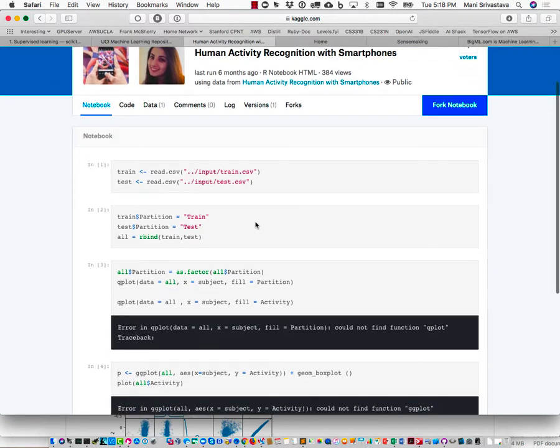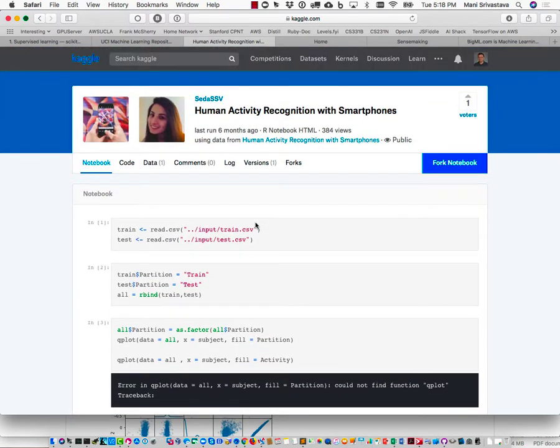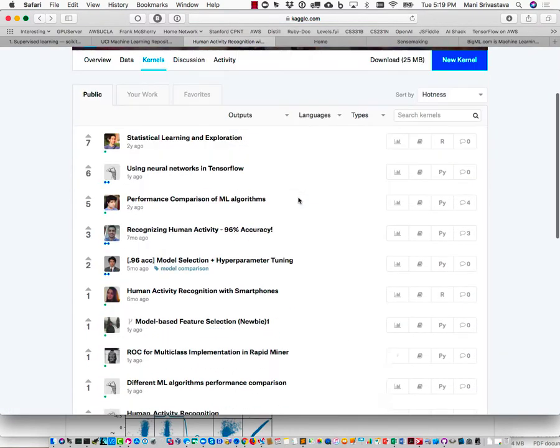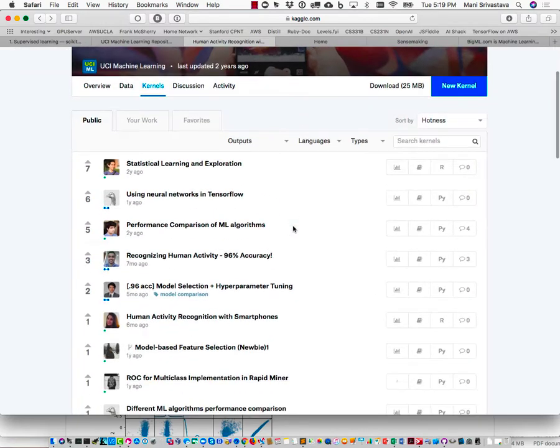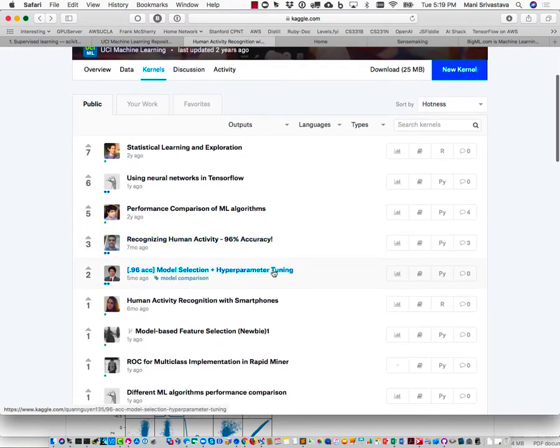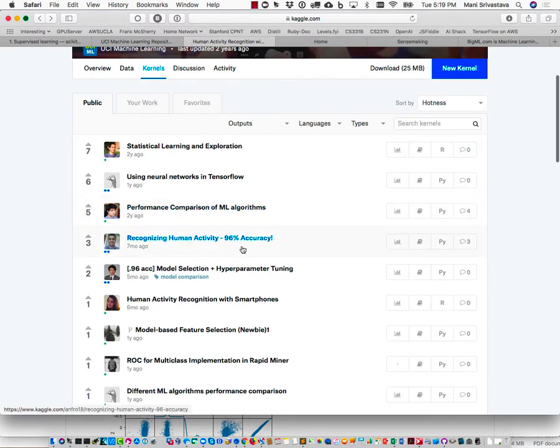So in this case, Kaggle also provides the ability to run these notebooks, and you can fork a notebook and then modify it and run it if you so wished. But I made a local copy because I was modifying it. Okay, so there are a whole bunch of solutions out here. What I based mine on was this one, recognizing human activity with 96% accuracy, as well as something I found on GitHub.